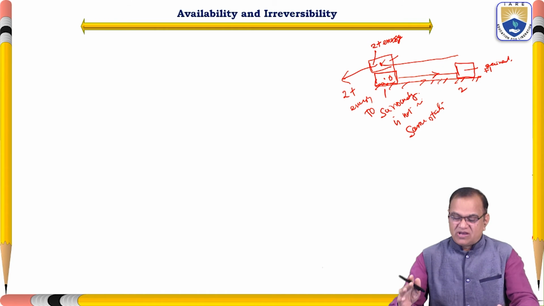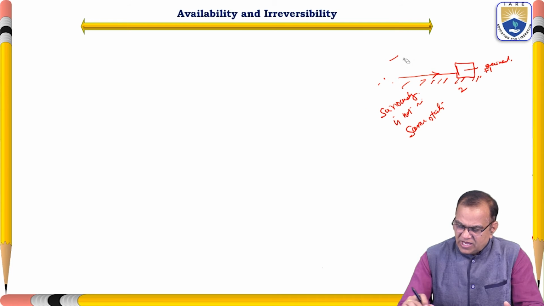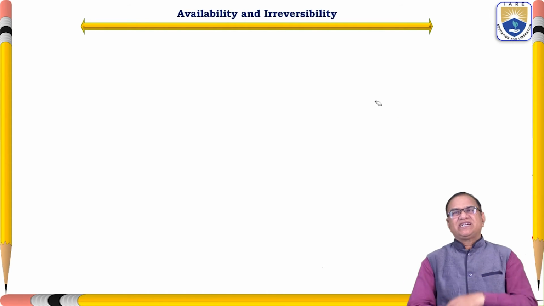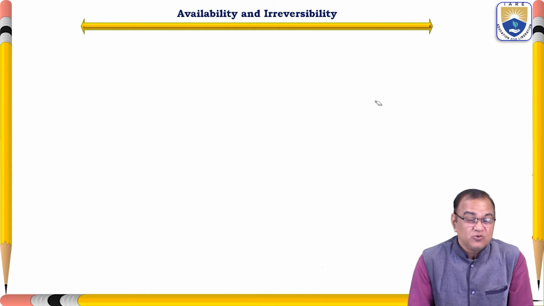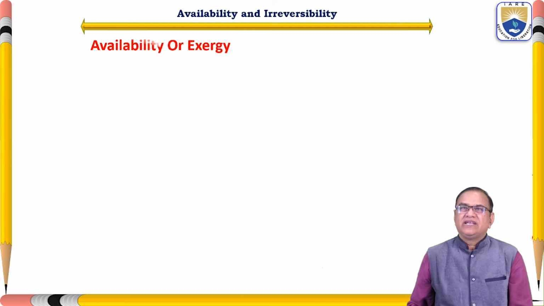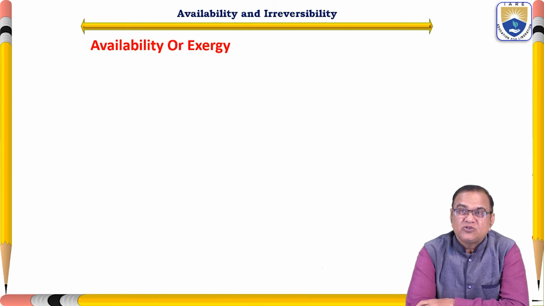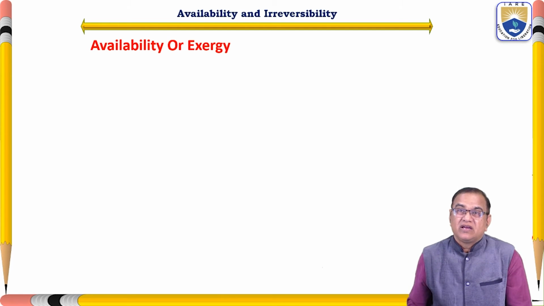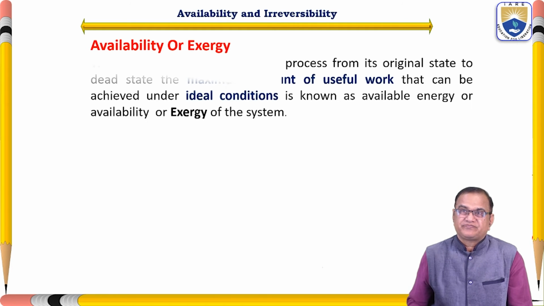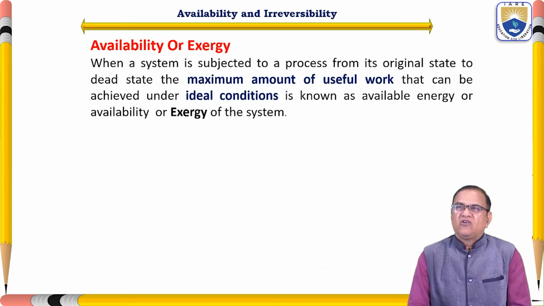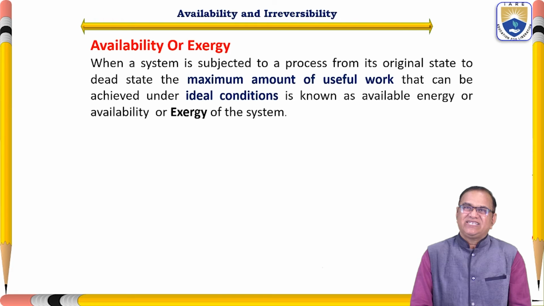So systems are reversible and irreversible, and this we are going to discuss here, availability. Here we will also see how much percentage of our energy we can use from nature. So this availability is also known as exergy. How much percentage of energy you can get from the resources.